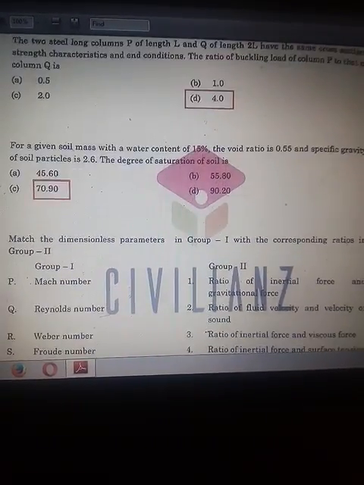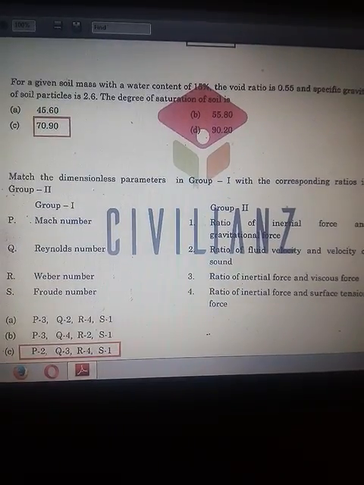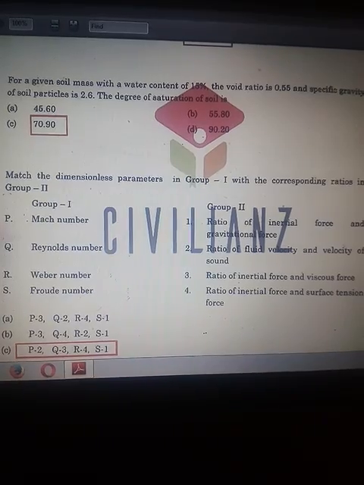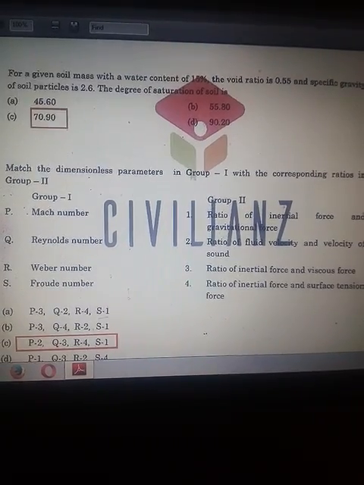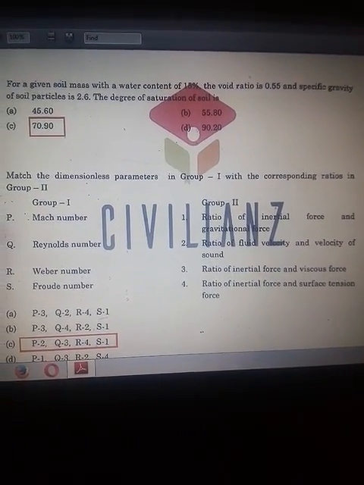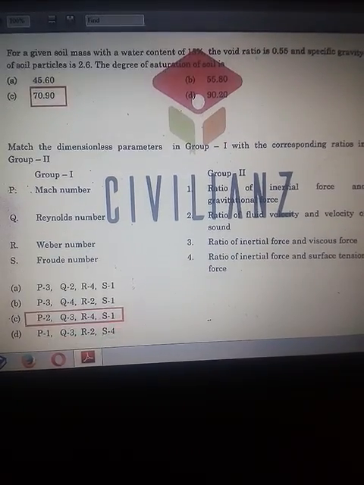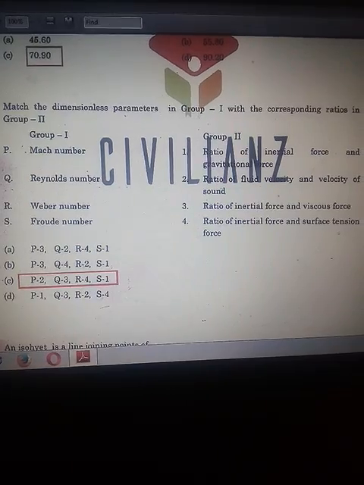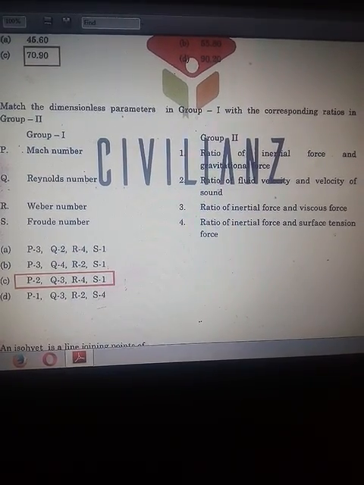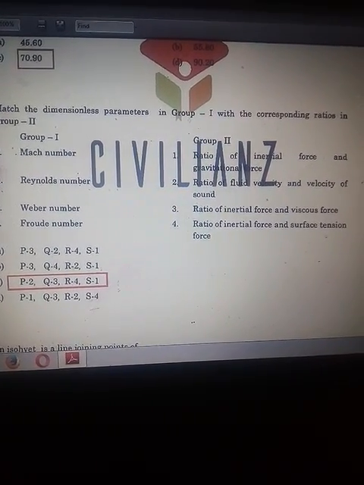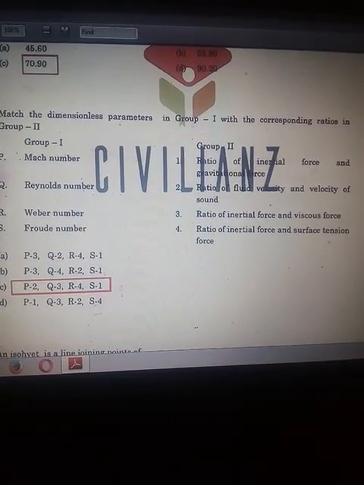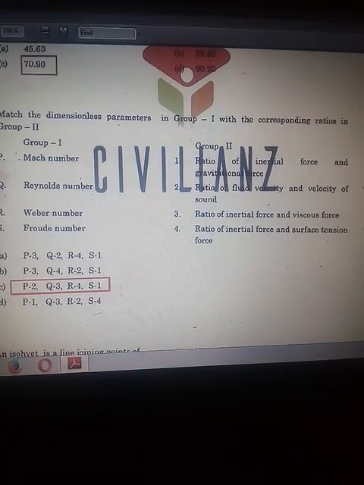Now next question, match the dimensionless parameters in group 1 with the corresponding ratio in group 2. Okay, so the first one is the Mach number. Mach number is generally the ratio of the fluid velocity and the velocity of sound.